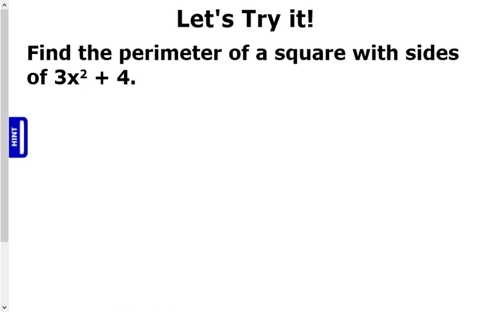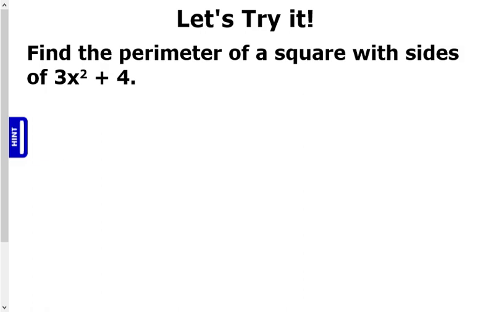We have been working on combining like terms to simplify algebraic expressions, and we're going to continue with that today, but we're going to look at it in the context of a geometry type of problem. So here's an example of what I'm talking about. This says, find the perimeter of a square with sides of 3x squared plus 4.